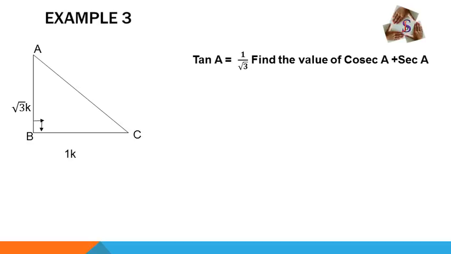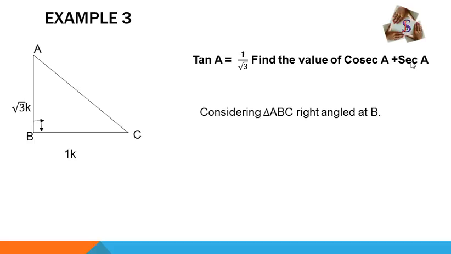Proceeding further to our next example. Tan A is equal to 1 by root 3. Find the value of cosecant A plus secant A. So these two ratios, cosecant A and secant A, are reciprocal ratios. Cosecant A is 1 by sine A. Secant A is 1 by cos A.